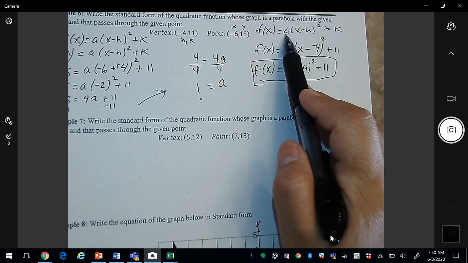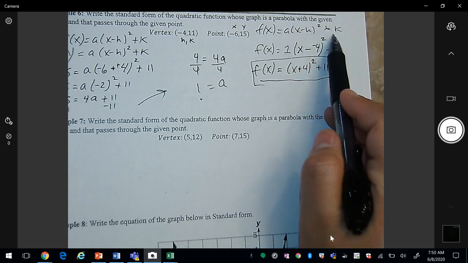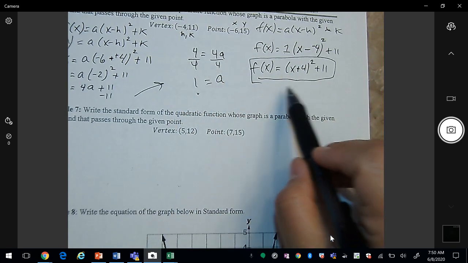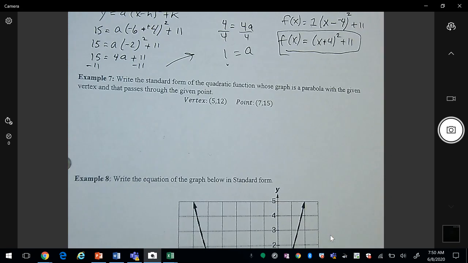We plug in our a, which was 1. And then our h and k is what's given here. So we plug that in and simplify. So that's our equation. Let's try another one.